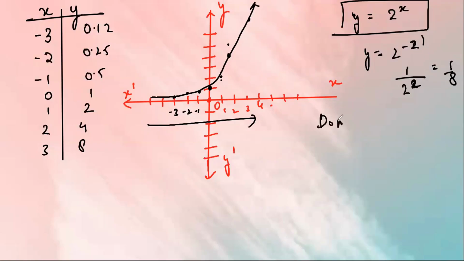So if you see, what is the domain for this? Domain means what value you can put in the place of x. We know that we can put any value. So it's -infinity to infinity, right? Any value you can put, it should be a real number.